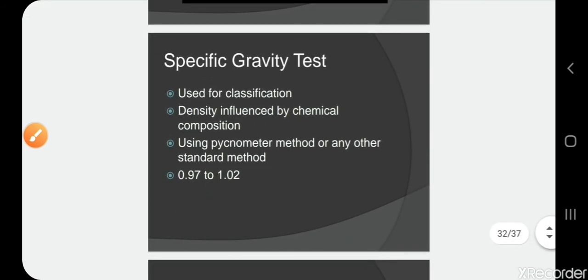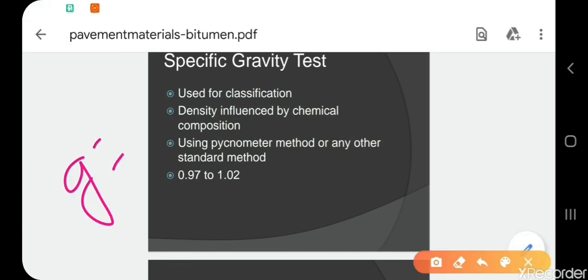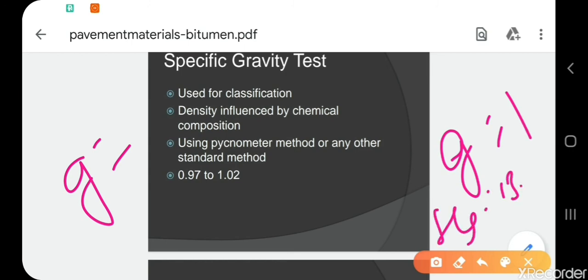Next, the specific gravity test. We already know the specific gravity of the cement, the coarse aggregate, and the fine aggregate. What do you mean by specific gravity? Specific gravity can be defined as the weight or mass of the material to an equal volume of water. Usually the specific gravity of water is 1. The specific gravity of mercury is 13.6. It is nothing but the mass of the material divided by an equal volume of water.